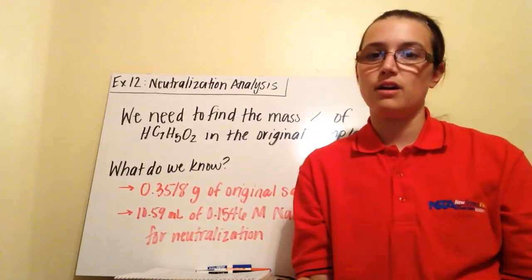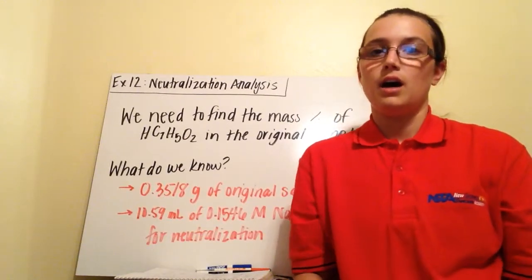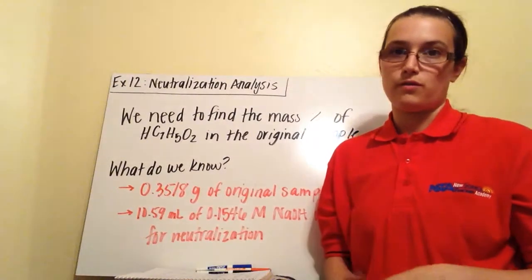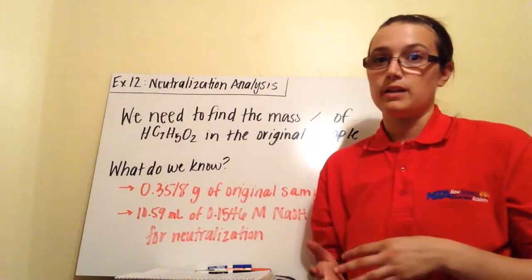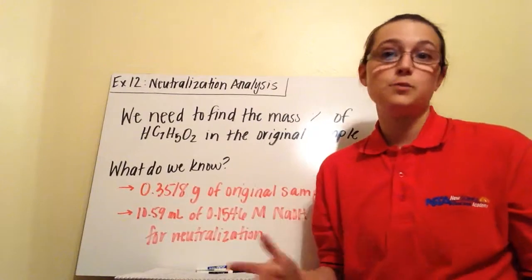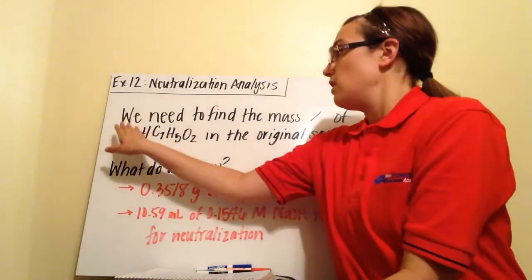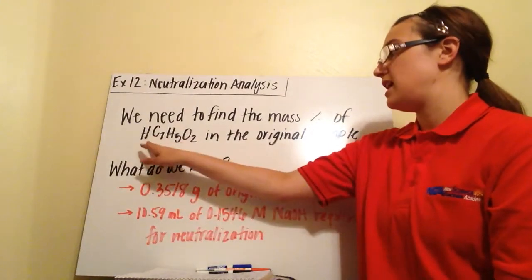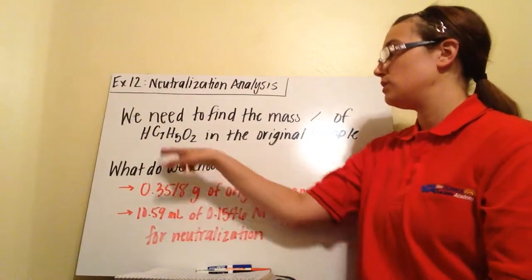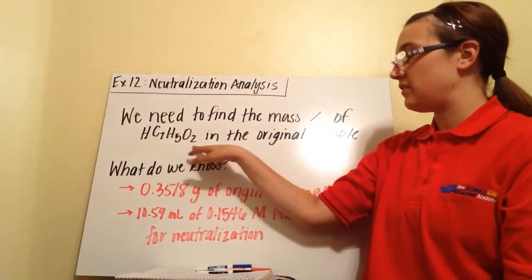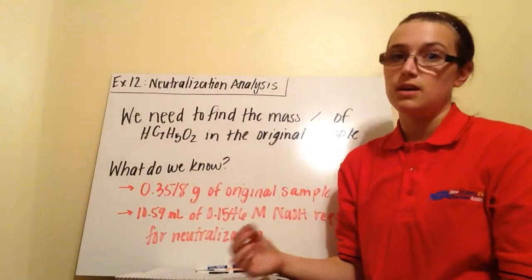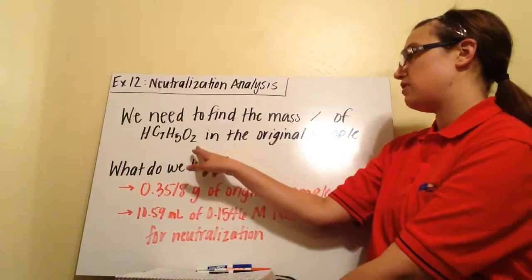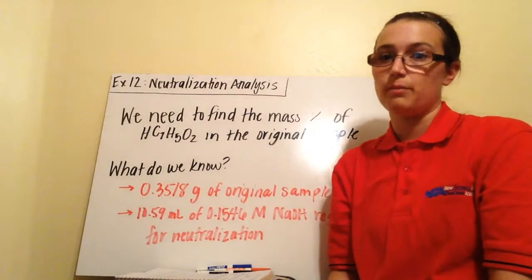Now you have the entire problem written out on your page, but on the board I just wanted to put a simple overview. So again, this is like a real world application. If you were an environmental chemist, this is what your job would be. So the objective of this problem is to find the mass percent of benzoic acid, which is HC7H5O2. The C7H5O2 is benzoate. When you add that H, that makes it benzoic acid. So we have to figure out what the mass percent of benzoic acid is in the original sample.